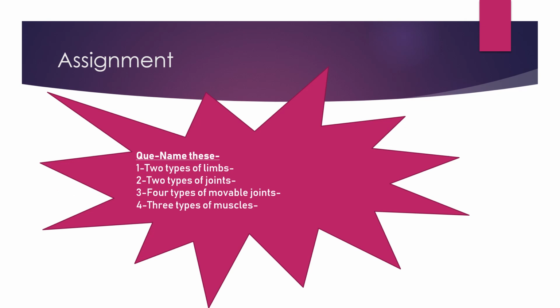Now, at last, I have some questions for you. This is in the form of name these. Number one, two types of limbs. Number two, two types of joints. Number three, four types of movable joints. And number four, three types of muscles.